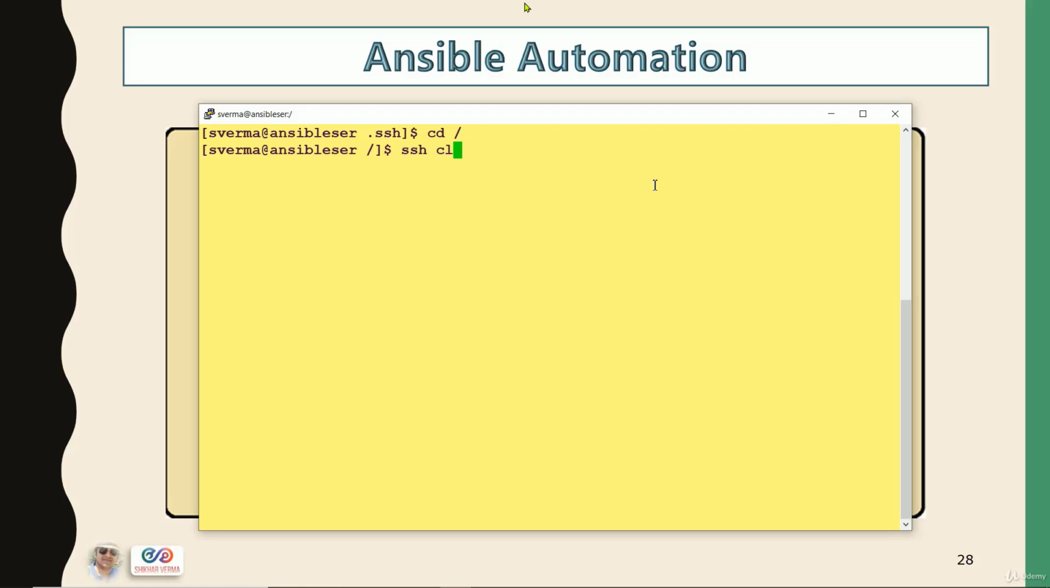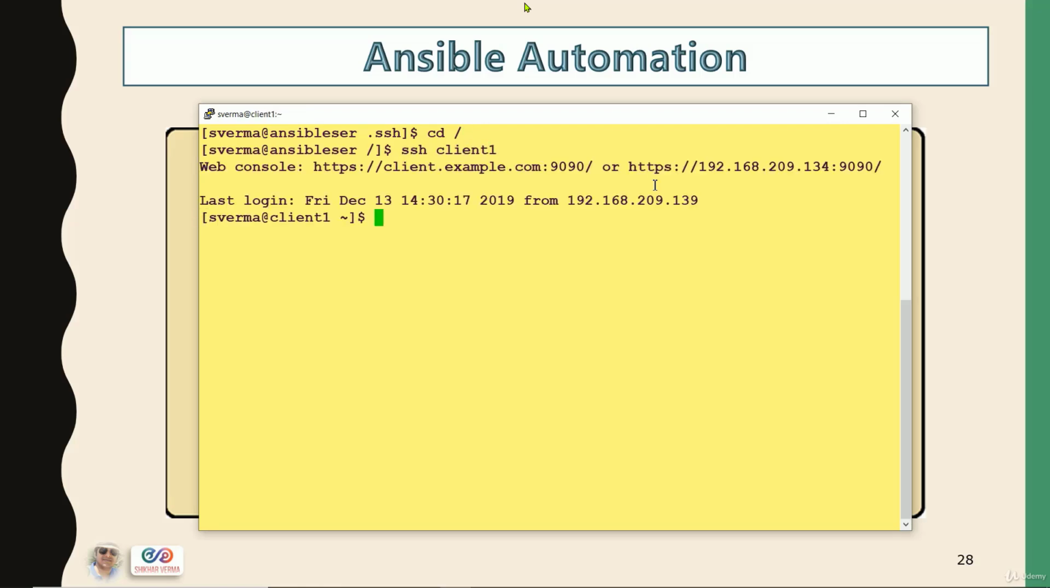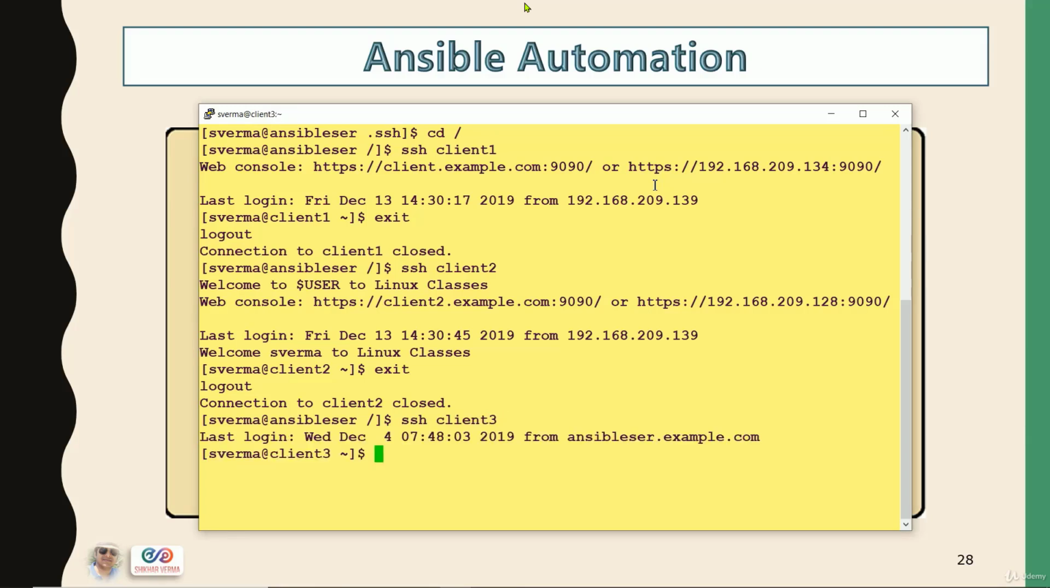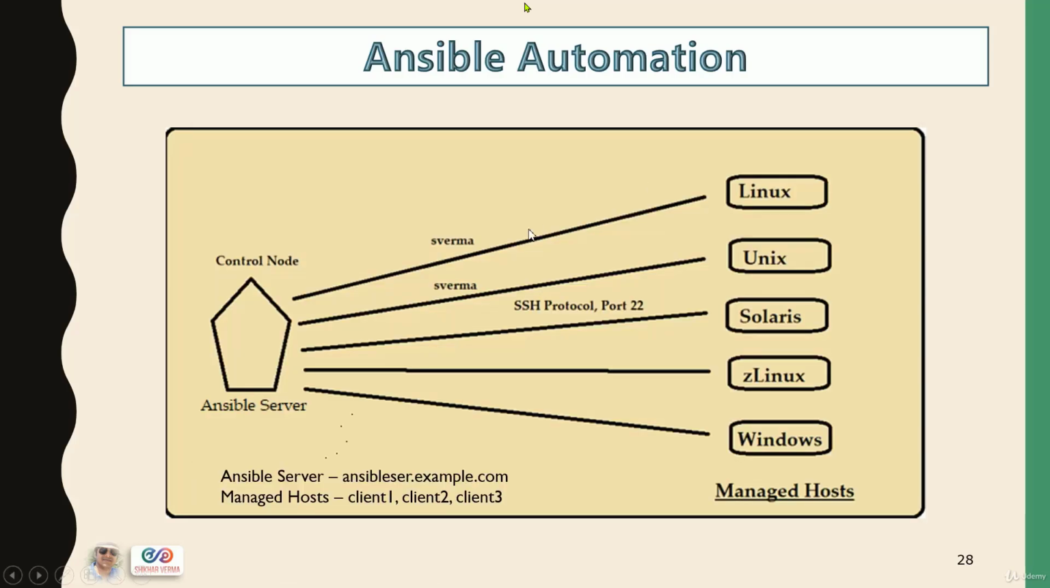Now again, if I try to log into my client 1, you can see that it is not asking for any password. Now you can see that from the Ansible server, I'm able to access all my client machines, and also I'm able to do SSH for user as Verma, and it is not asking for any password. So this has been done now. Few more things we have to do, after that Ansible will start working.